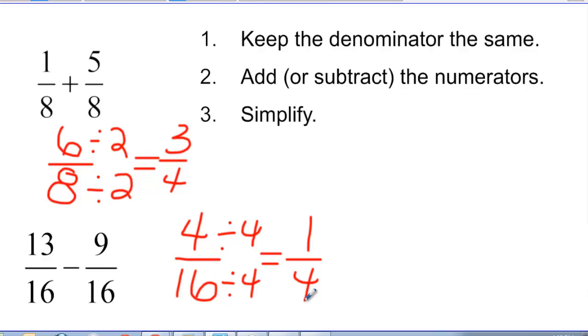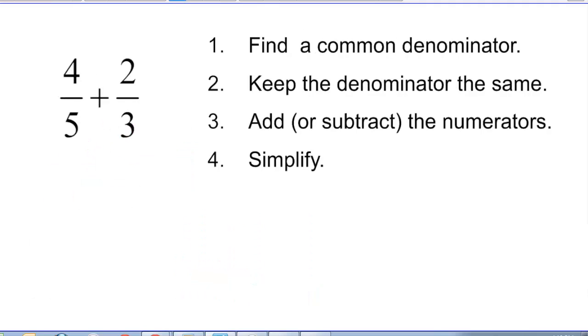So that is very simple. When my denominators are already the same, I just count up how many pieces I have, either putting them together or subtracting if I am doing a subtraction problem. When I want to add two fractions that don't have the same denominator, this goes back to what I was showing you in the beginning. We just add another step to the beginning.